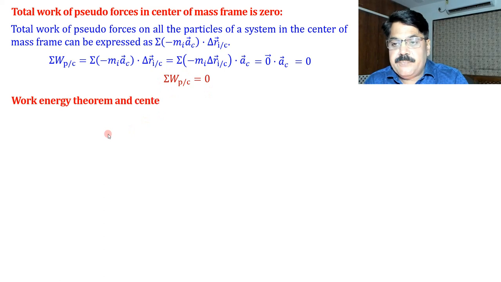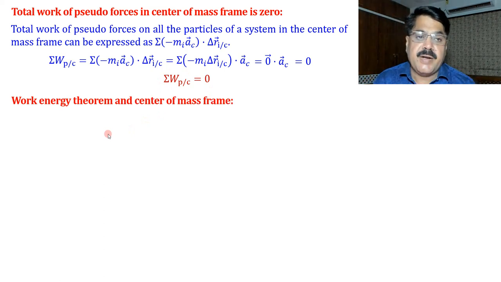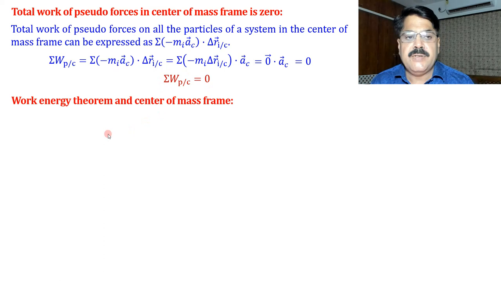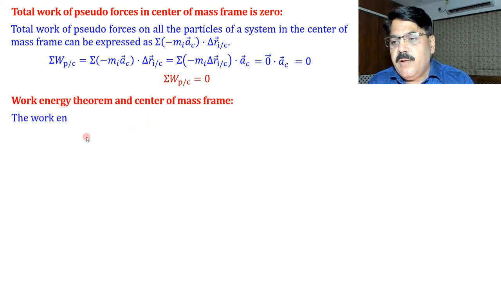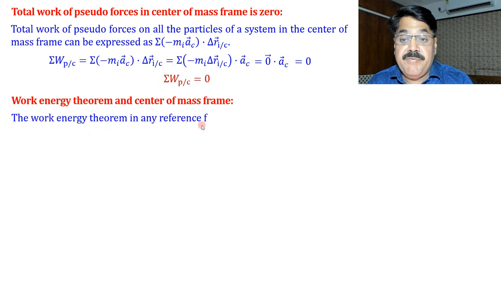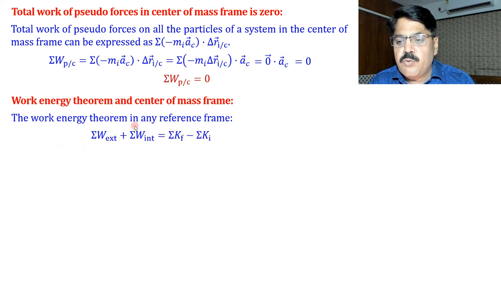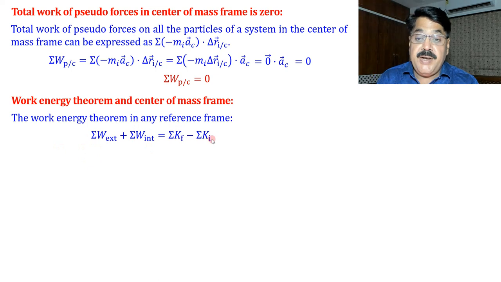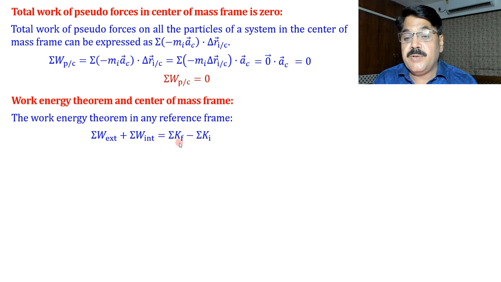Work energy theorem and center of mass frame. So now we discuss the work energy theorem in the center of mass frame. First we write the general expression for the work energy theorem. The work energy theorem in any reference frame, not center of mass, any reference frame, what will it be? Summation W external means total work done by external forces. Summation W internal means total work done by internal forces. Summation K final means total final kinetic energy, minus summation K initial, total initial kinetic energy. So work done by all the external forces plus work done by all the internal forces is equal to the change in kinetic energy of the system in that frame.